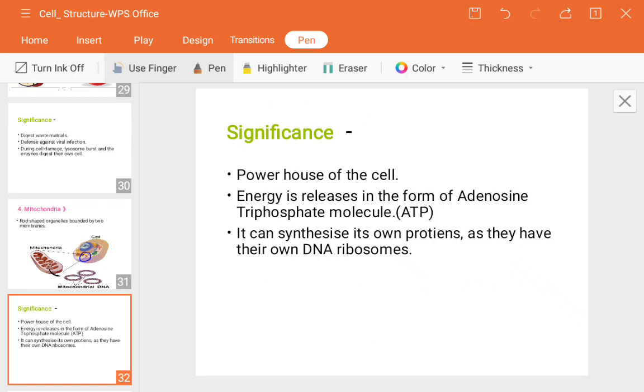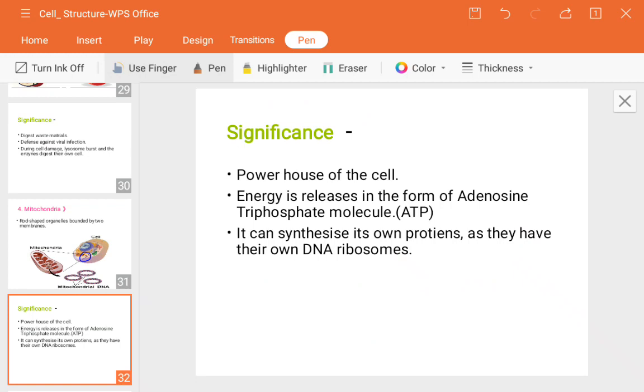Adenosine triphosphate molecules, so that is called an energy currency. ATP is called an energy currency. The whole process takes place inside the mitochondria, that's why it is called the powerhouse of the cell. Next, the energy is released in the form of adenosine triphosphate, that is ATP.